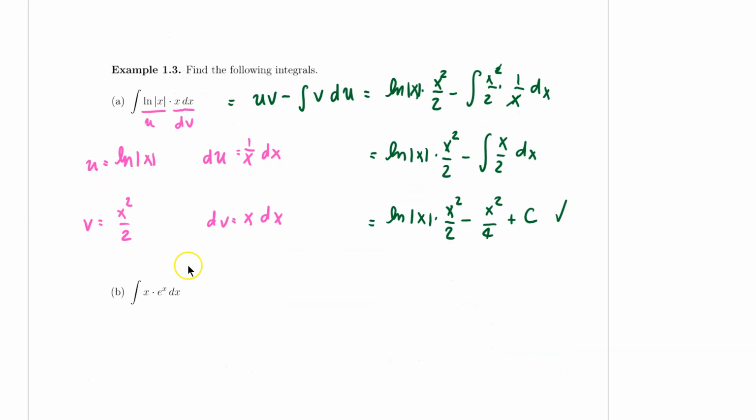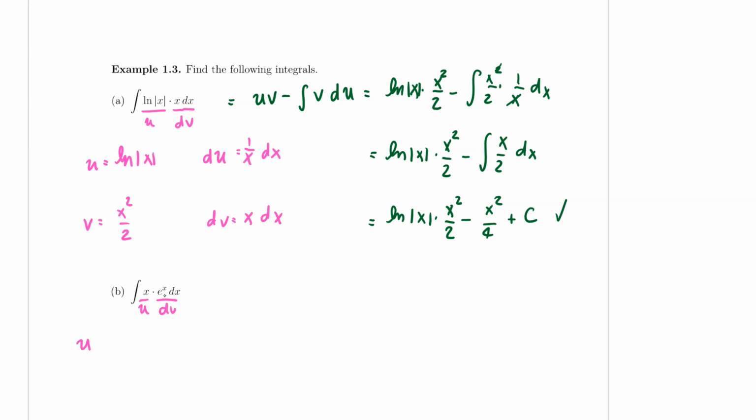Let's look at part B now. I have x times e to the x dx. This looks like two things being multiplied, so maybe I should let one part be u and one part be dv. In practice, however, deciding which part you want to be u and which part you want to be dv takes a little bit of trial and error. So for now, I'm just going to let the first half be u and the latter half be dv.